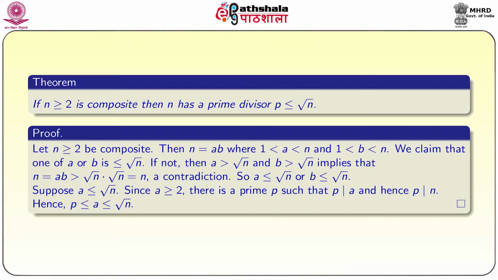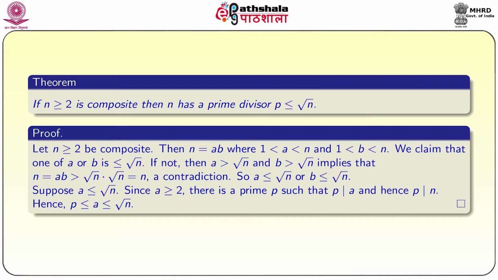We claim that one of a and b is less than or equal to root n. In fact, we are claiming more. Actually, we need to show that there is a prime divisor which is less than or equal to root n, but we are proving that one of the divisors itself is less than or equal to root n.